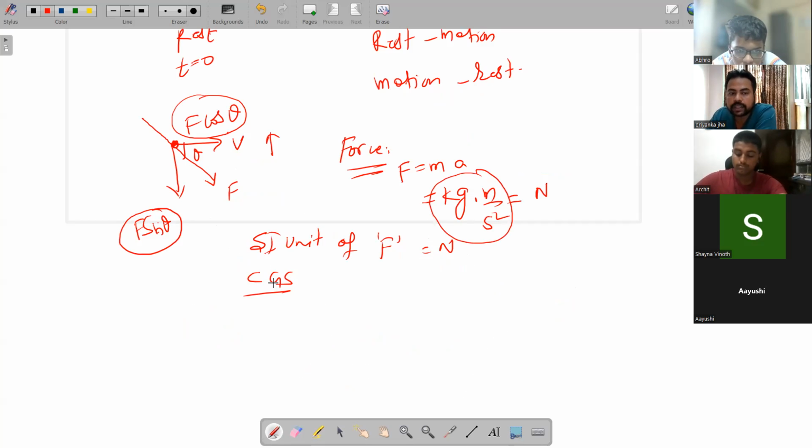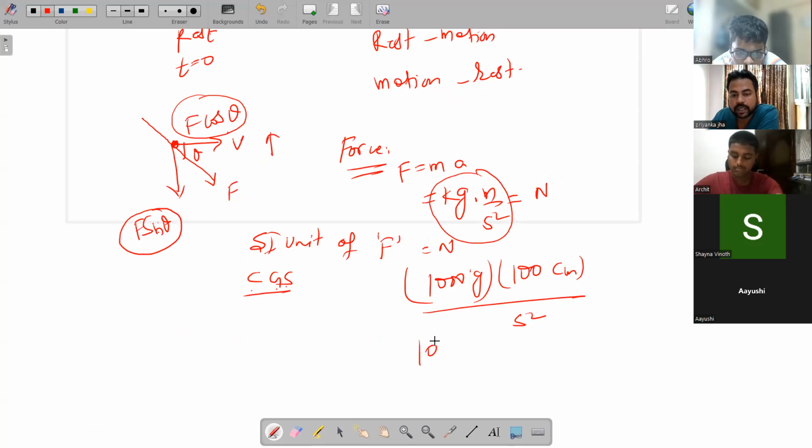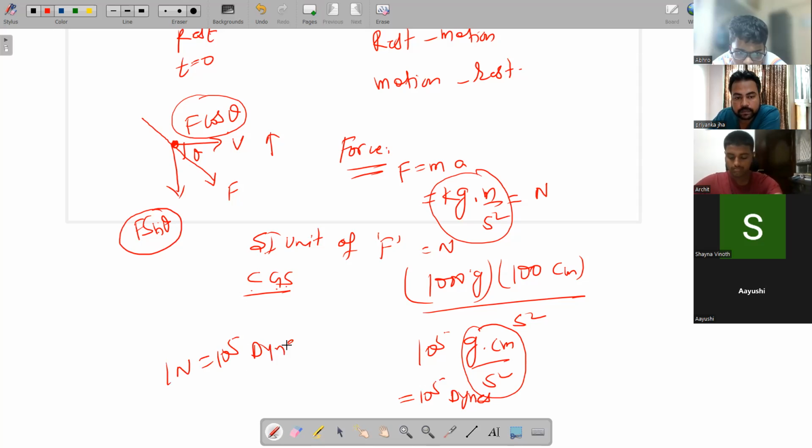So we have this SI unit. To convert this into CGS, that is centimeter, gram, and second, convert this kg into gram, so this is 1000 gram, and meter you have to convert into centimeter, this is 100 centimeter, and second will remain the same. So this is 10 to the power of 5 gram centimeter per second square. This is called dyne. So 1 Newton is 10 to the power of 5 dynes.